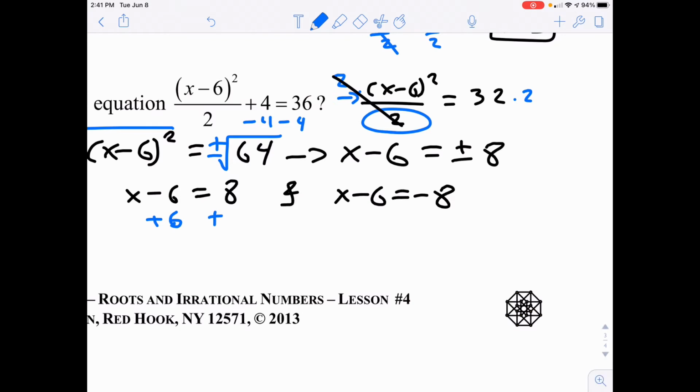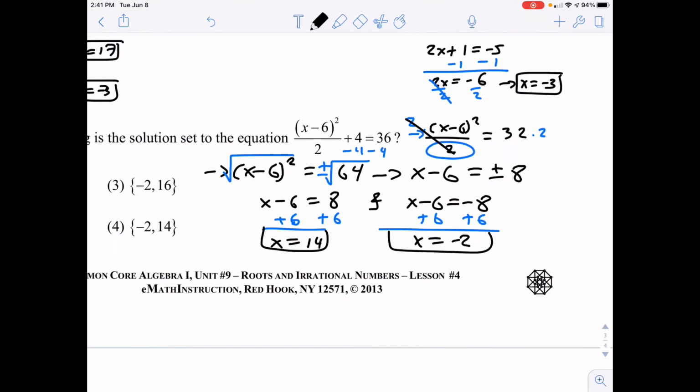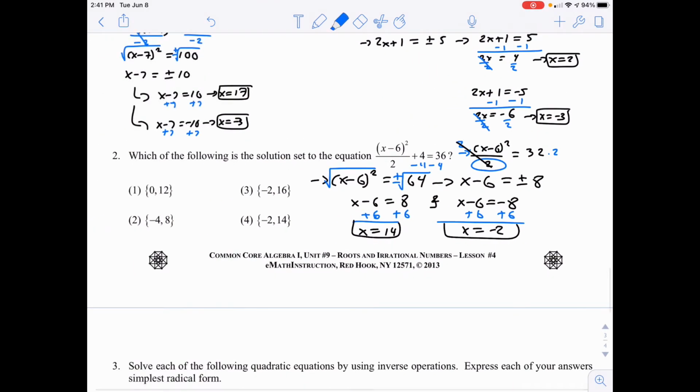Add 6. Add 6. X equals 14. X equals negative 2. So our solution set would be negative 2 and 14.